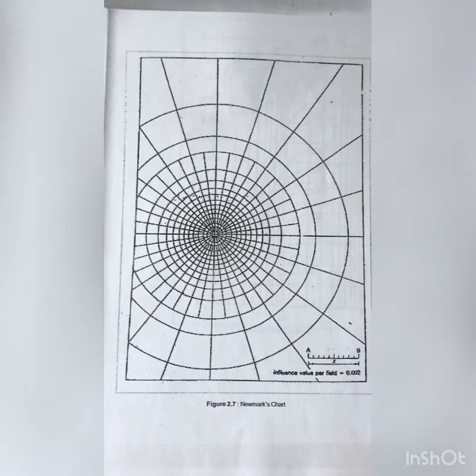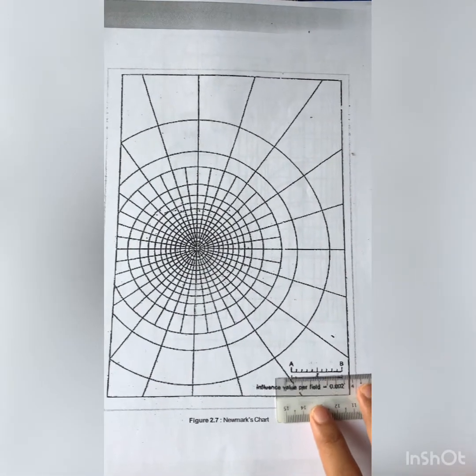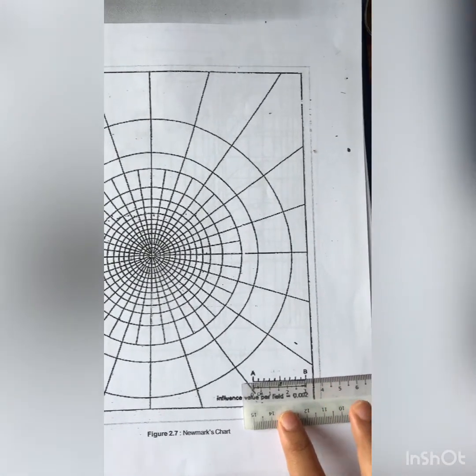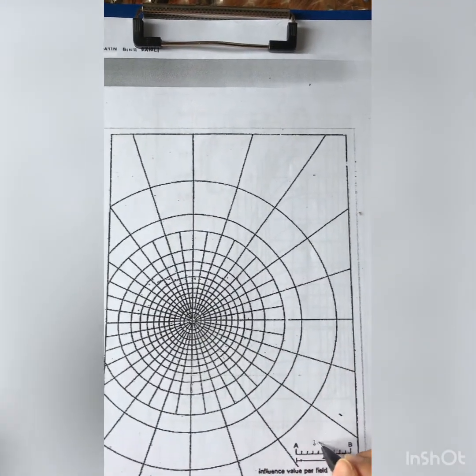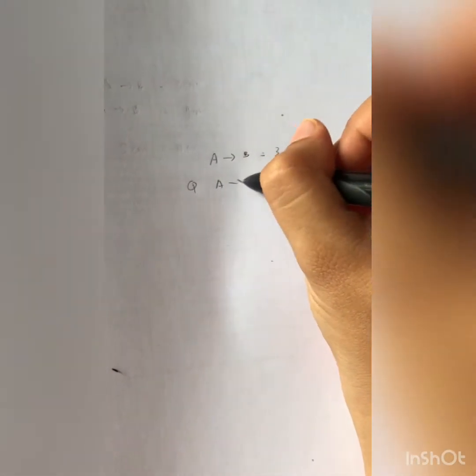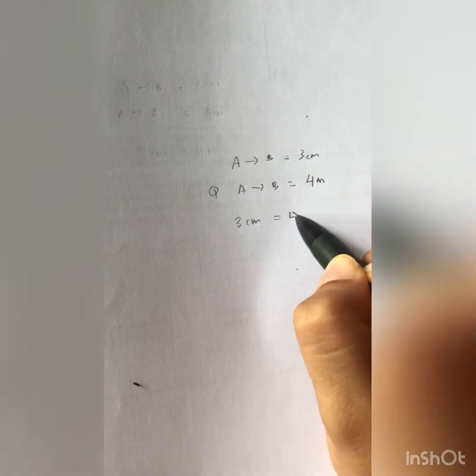Now we want to solve question A. So, we take the ruler and measure the scale. From A to B, we get 3 cm. So, we write this here, 3 cm. From the Newmark chart, we know A to B equals 3 cm. In the question, we know A to B is equal to 4 meter. So, here we know 3 cm equals 4 meter.